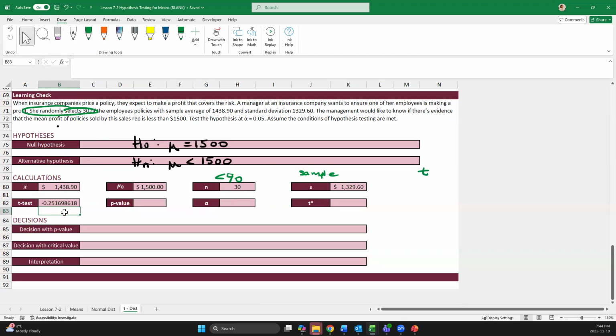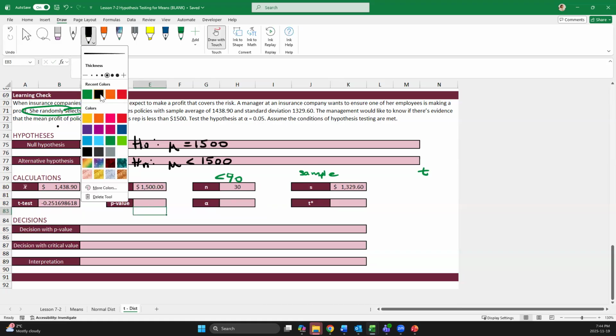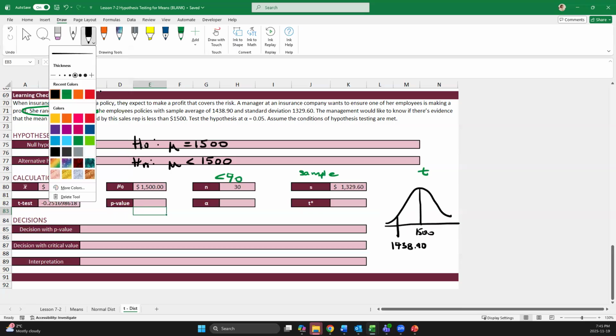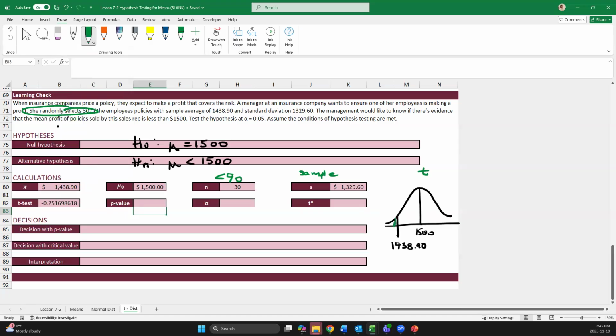So for this test statistic, you can calculate the p-value. Before I do that, I'll just draw out a quick picture because that can help you see if you use the right function or not. So we were trying to test if you're less than 1,500. 1438.90 is less than 1,500, so I drew it on the left, and we want the probability of being less than that amount. That will be your p-value, the probability as the area under the curve.